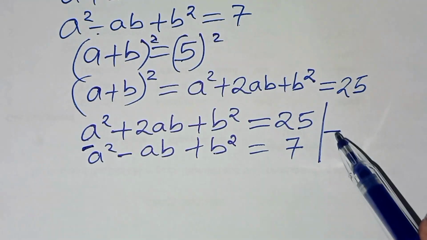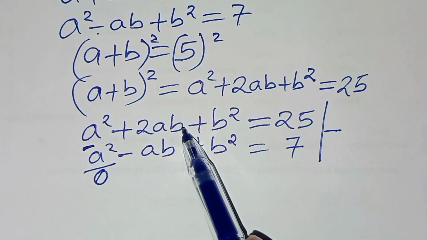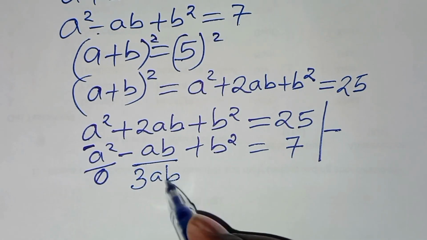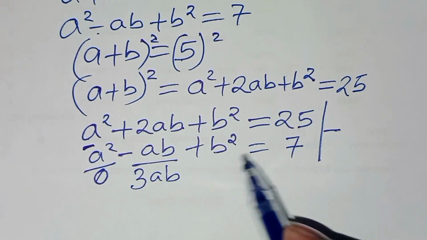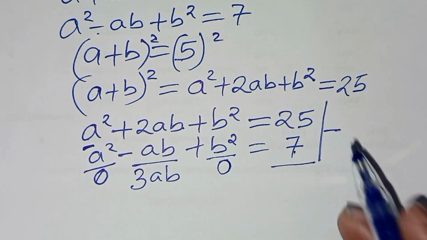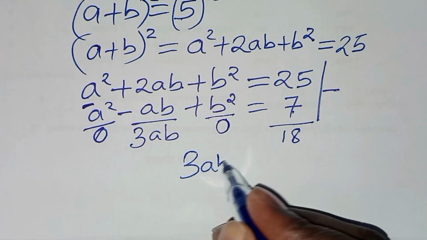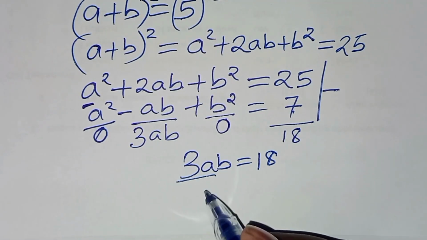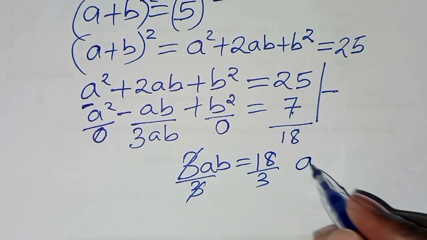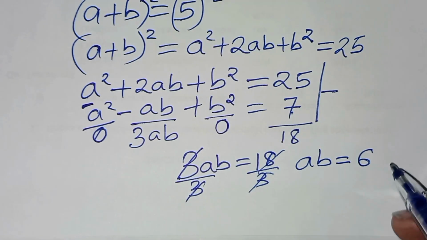So here we have a squared, subtract a squared, this simplifies. Then we have 2ab, subtract negative ab, this becomes 3ab. Then b squared, subtract b squared, this is equal to 0. And here we have 25 subtract 7, this is equal to 18. So now here we have 3ab equal to 18. So let's divide here by 3. So ab is equal to 6.